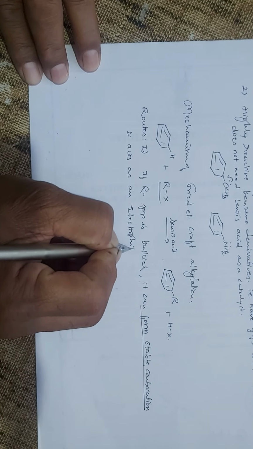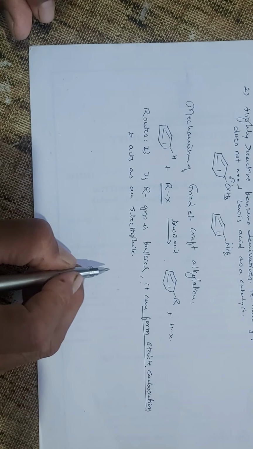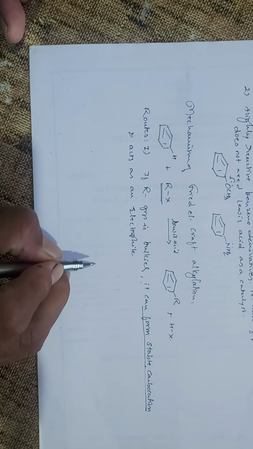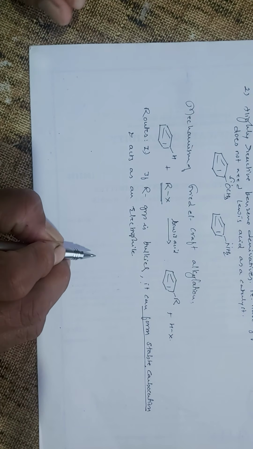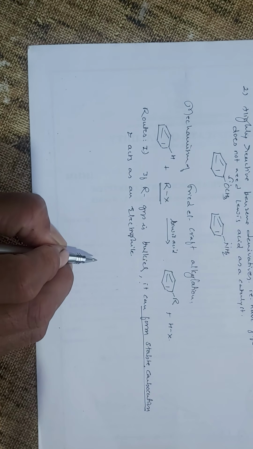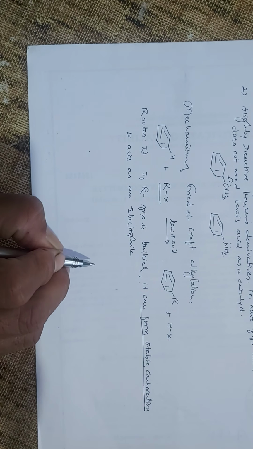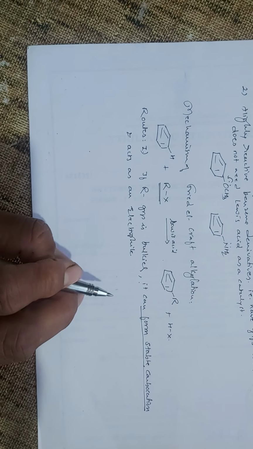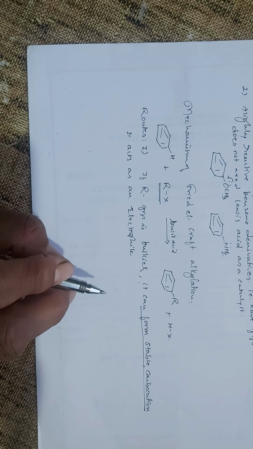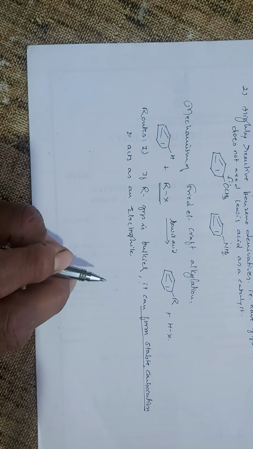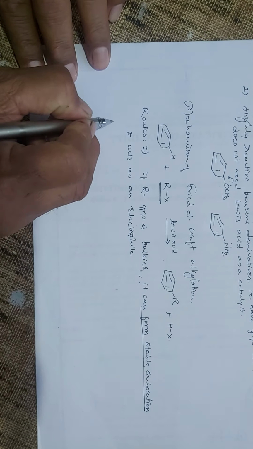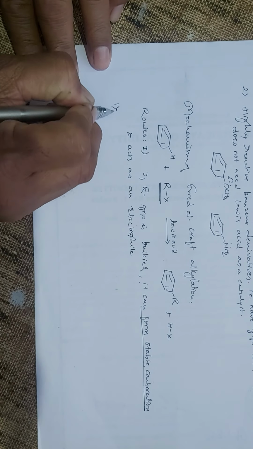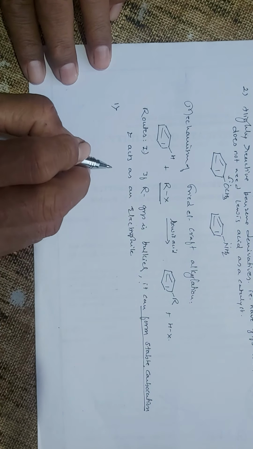Or if the R group is smaller, then the alkyl halide first reacts with the Lewis acid and gives you a polarized complex, and this polarized complex further reacts with the benzene ring. So depending on these two types, route 1 is when the R group is bulkier, and the total reaction involves three steps.